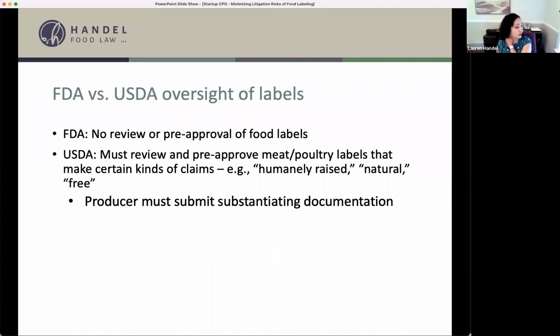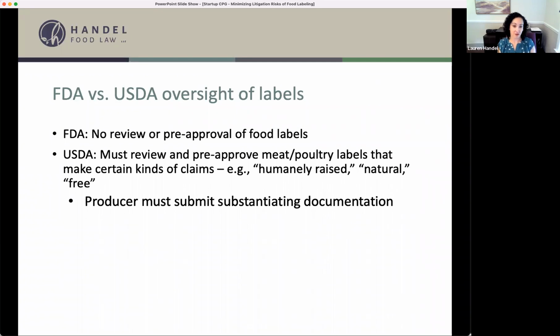An important thing to understand about the oversight of labels from a regulatory standpoint is that FDA works differently than USDA in this regard. FDA does not review your labels, does not pre-approve any claims for conventional foods and beverages or even for dietary supplements. It's basically you have to ensure compliance yourself, put a product out in the market, and if FDA becomes aware of a violation, it might take enforcement action against it.